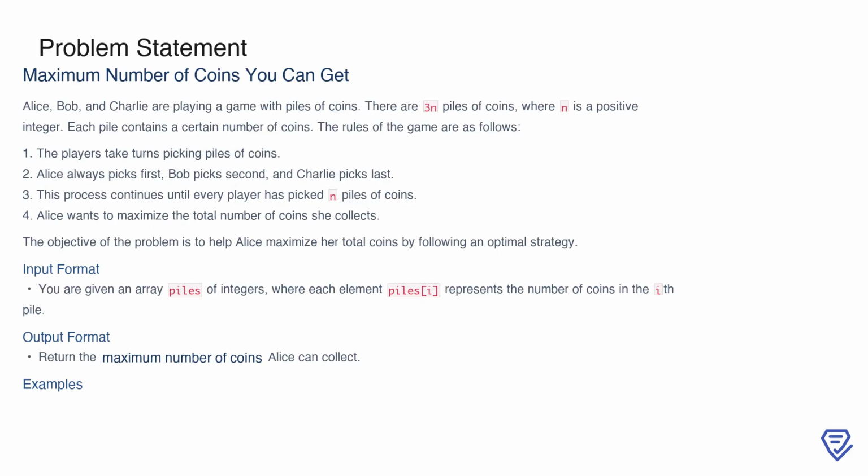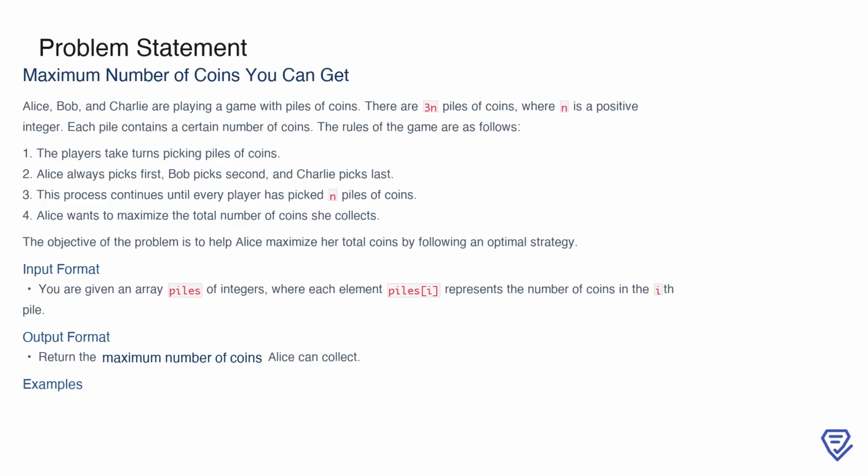In this problem, we have 3 players, Alice, Bob, and Charlie, who are taking turns choosing piles of coins. There are a total of 3n piles, where n is a positive integer. Each pile has a certain number of coins, and the players will take turns picking piles until each player has selected exactly n piles. The order of picking is fixed. Alice always goes first, Bob goes second, and Charlie goes last.